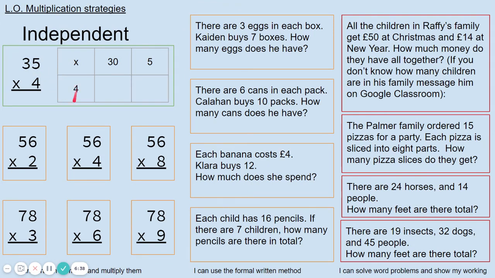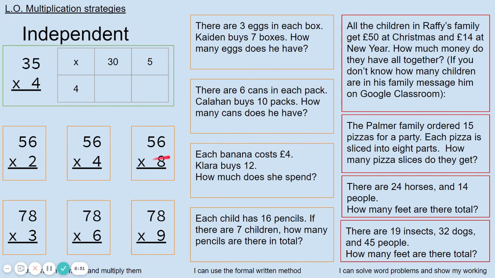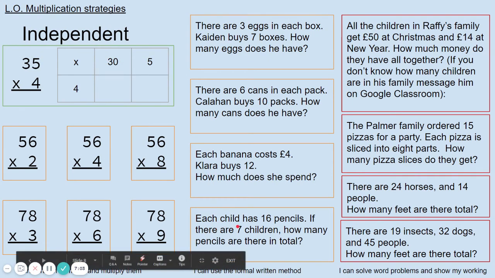You might spot some of the patterns as well that I've put into here. I like doing my patterns, and you might be able to spot them. It could be you might find it really easy once you work out the pattern, particularly with that one. And then there's some word problems here. Caden's out buying eggs. Callahan's buying cans. Clara loves bananas. She is bananas. And then there's kids getting pencils.